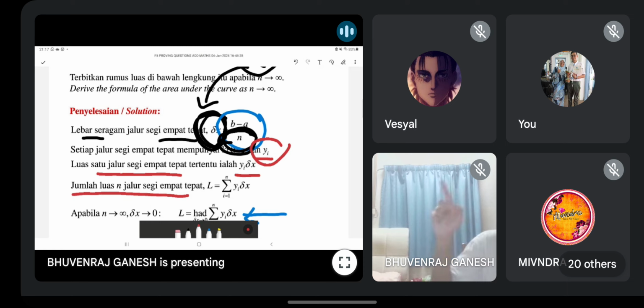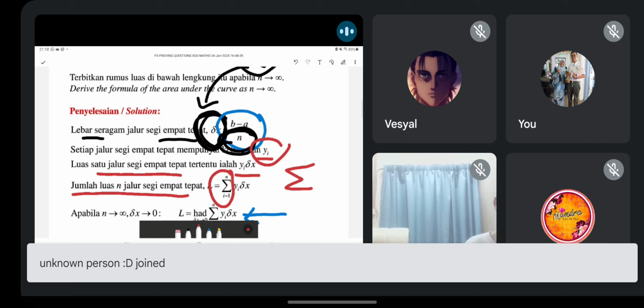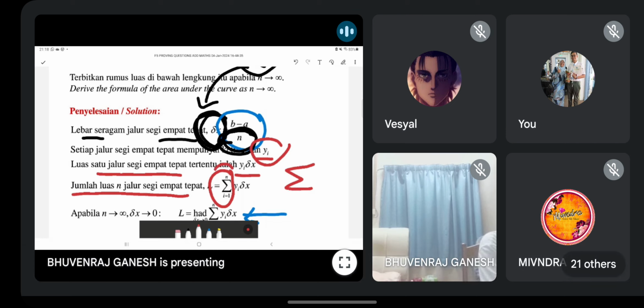Okay, then you have many strips, many rectangles. That's why we need to sum up everything. Kita kena tambah semua. That's why we have the sigma symbol. This is the sigma symbol. Okay, sum, hasil tambah. From i equals 1 to n. Okay, n means berapa jalur yang kamu ada. How many rectangles you have. i equals 1 means that for the first rectangle, what is the area? Okay, that's why you sum from i equals 1 until the nth rectangle area. Okay, so this is how we write it. If you study higher level, you'll understand this formula better.